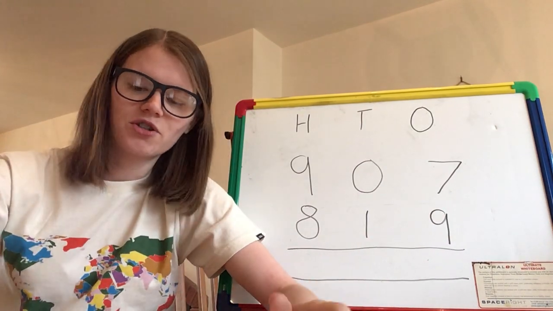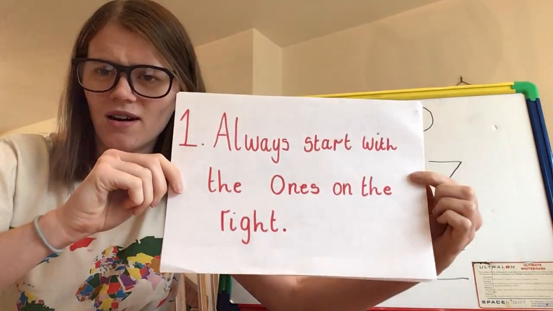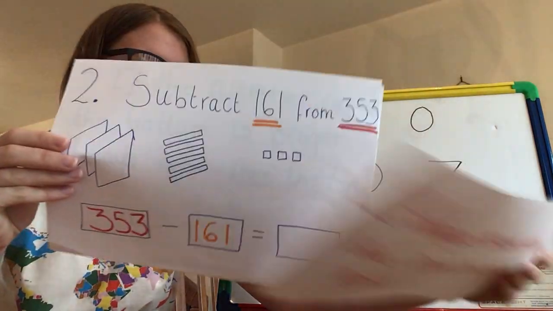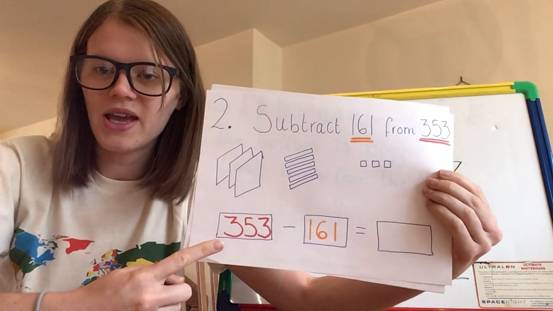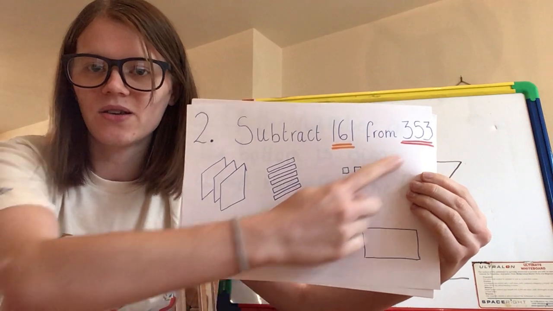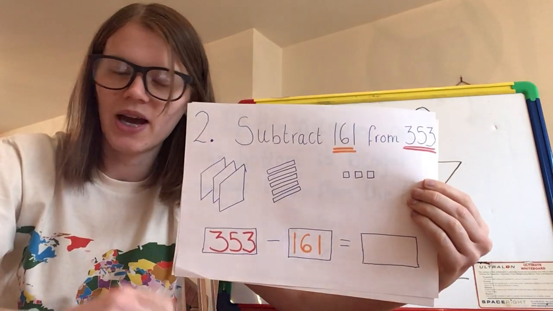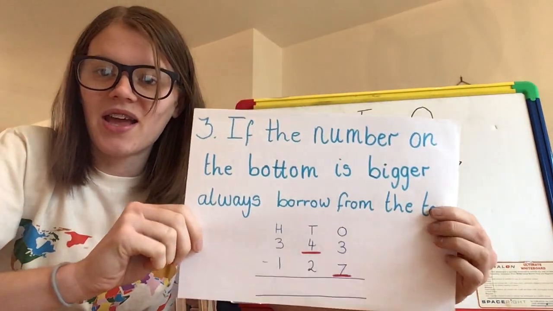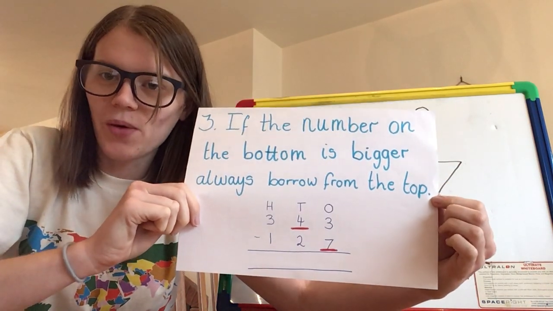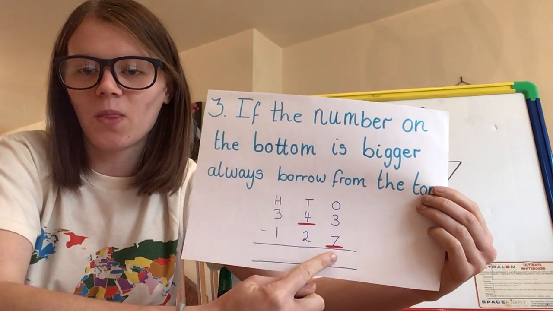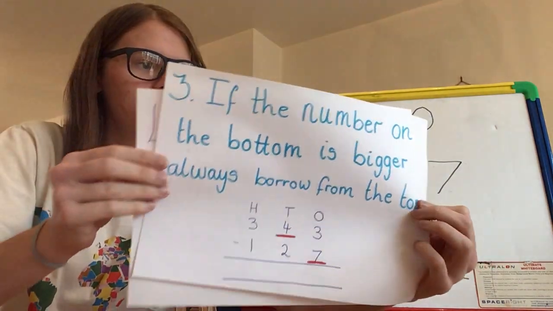So before we start, I just wanted to remind you of our rules, okay? The first one, always start with the ones on the right. If your question looks like this in your books, remember to put this number here and this number here, okay? So this number goes first because you are subtracting this from this, okay? Super. If the number on the bottom is bigger, always borrow from the top. Always borrow from the top. So if this number on the bottom is bigger than this one, you go to your next column and you borrow from the top, okay?